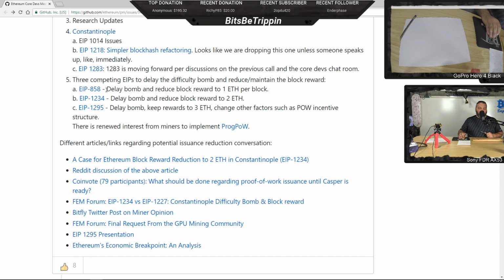The ones that we're going to be talking about today are in this section below under 5, which are the 3 competing EIPs, the Ethereum Improvement Proposals, to delay the difficulty bomb, and reduce and maintain a block reward, either reduce it or, what are the motivations for that. And there's an EIP in there to potentially adjust the proof of work algorithm, which is how we all work on Ethereum's security side.